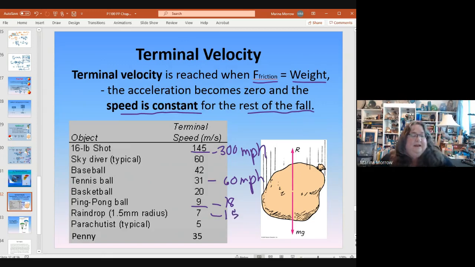Now it's good that raindrops have terminal velocities, because if raindrops falling from clouds had no air friction, then they would be going like 1,000 miles per hour as they hit you. So that would be very, very bad. So it's very good we have air friction. And in fact, raindrops usually reach their terminal velocity in just a few feet as they fall.